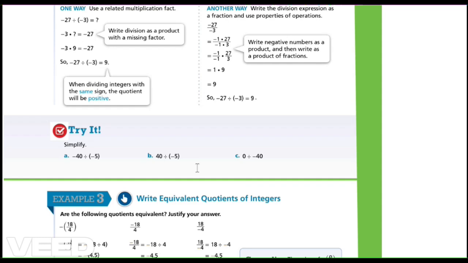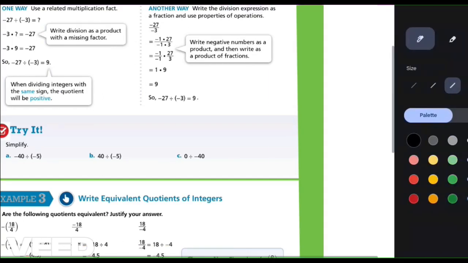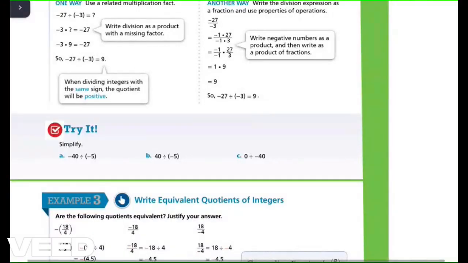All right, now let's go over these. It looks like A says negative 40 divided by negative 5, and we know that since it's a negative divided by a negative, our answer is going to be positive, and 40 divided by 5 is 8. Positive 8 is correct there.